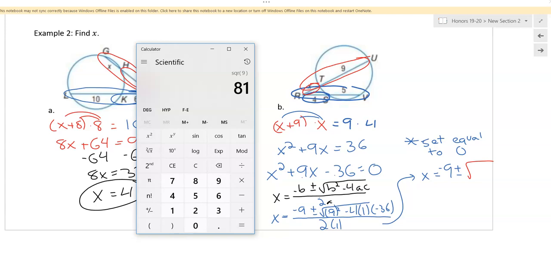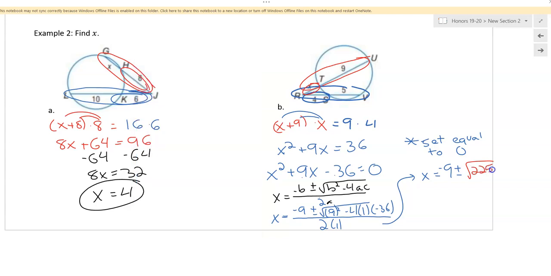Okay, there we go. Minus 4 times 1 times negative 36. And we get 225. That comes from just inside here. Nothing to do with outside there. All over 2. I can take the square root of 225, the opposite of 9 plus or minus 15 over 2.